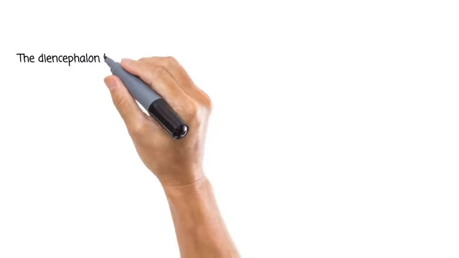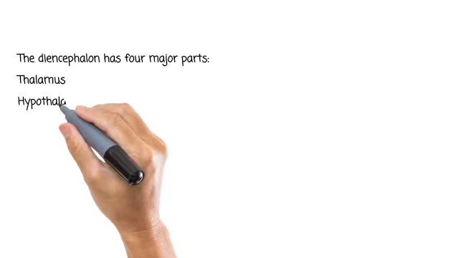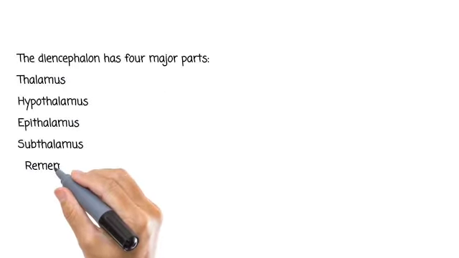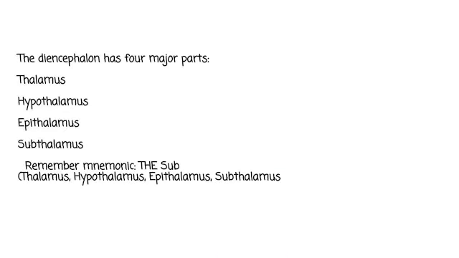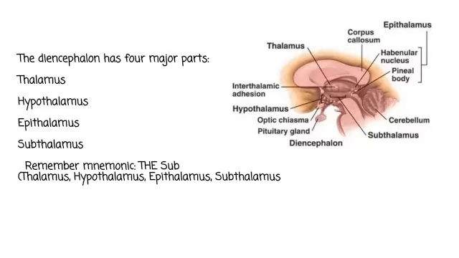The diencephalon has four major parts: thalamus, hypothalamus, epithalamus, subthalamus. Each of these structures has distinct anatomical features and functions. We will discuss each component separately, starting with the thalamus.